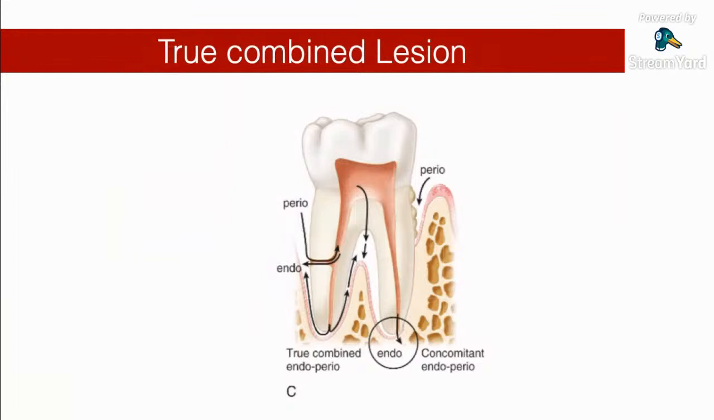And the last one is the true combined lesion. In a true combined lesion, there were first separate inflammations or lesions in the endo and the perio. But at one time, these inflammations merged and got together. Once they merged, it is very difficult to distinguish which is the cause, endo or perio, like the chicken and egg relationship, as you know.